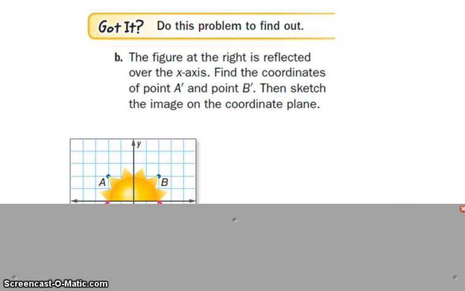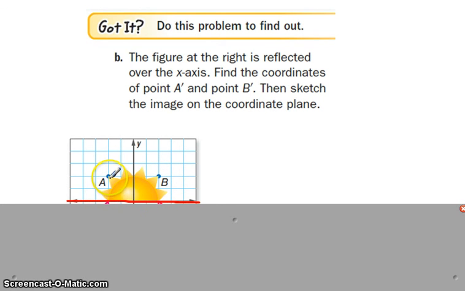Okay, so it says the figure at the right is reflected over the x-axis. Again, you have to know your axes. Here's your x-axis. So this is our reflection line. And it says, find the coordinates of point A prime and point B prime. Then sketch the image onto the coordinate plane. So the first thing you have to do is find where point A and point B will be in their reflections. So let's take a look.